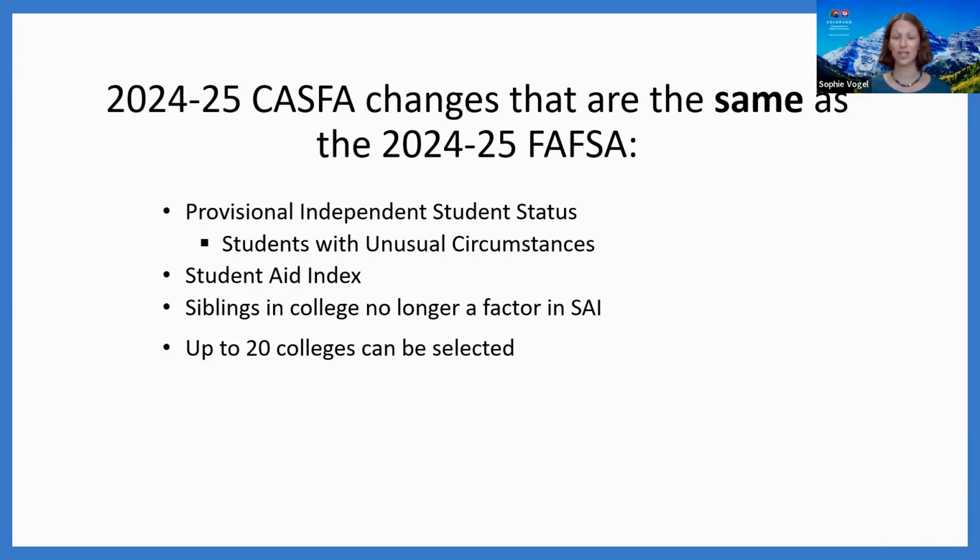Another item is the student aid index. CASFA is going to be using the student aid index and not EFC. So that is aligned with the FAFSA changes. Another commonality is that siblings in college are no longer a factor in SAI. Same is true with the FAFSA, same is true with the CASFA. Also, for the CASFA, up to 20 colleges can be selected, just like the FAFSA.